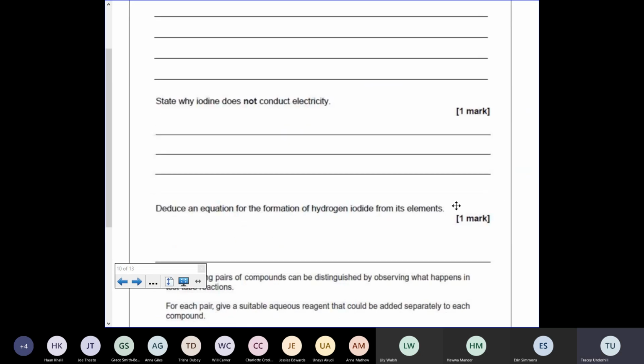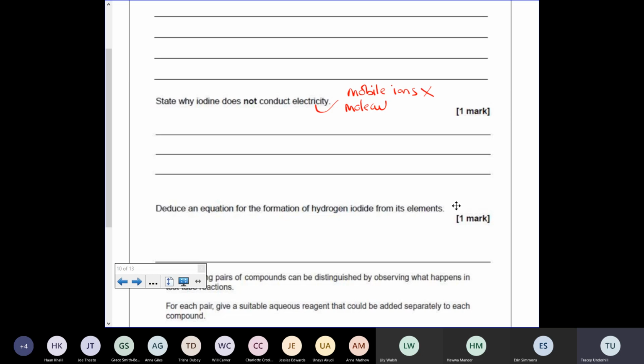Still going on question 4. State why iodine does not conduct electricity. In order to conduct electricity, you would need mobile ions, because they need to be free to move. Is there any ions in anything that's simple molecular? No, there's not. And also, you could need some mobile electrons, whether they're delocalized or whatever.